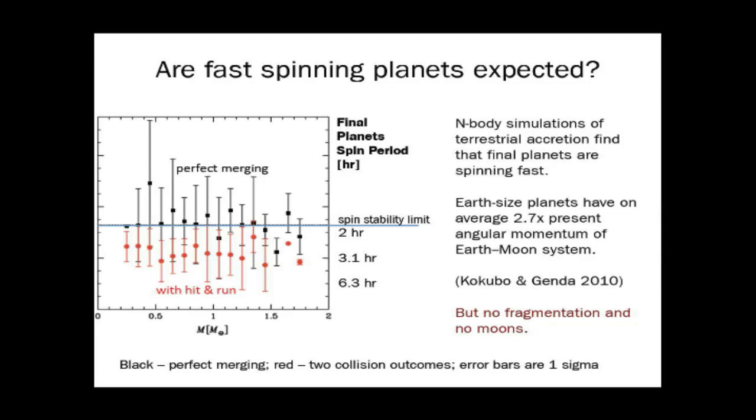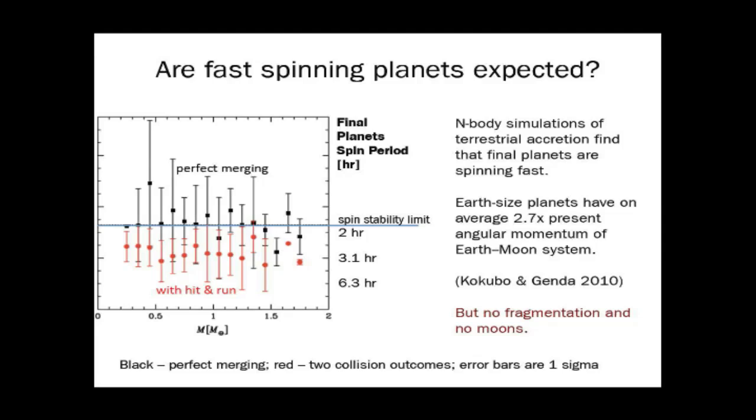In this case, they found the red dots and error bars for the spin states of their final planets. And the mean value is more than 2 times the present angular momentum of the Earth-Moon system. And about half of the time, the final planets are spinning between 2 and 3 hours. So because giant impacts involve oblique impacts between large bodies, they naturally lead to high spin states. It's an expected outcome. And there is the occasional case where they impact in the opposite way and slow down. But in general, the cumulative effect is to lead to fast spinning planets.